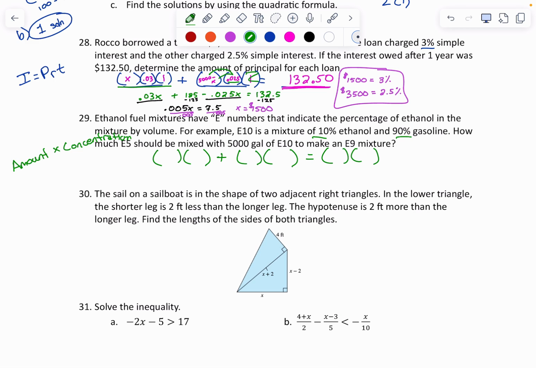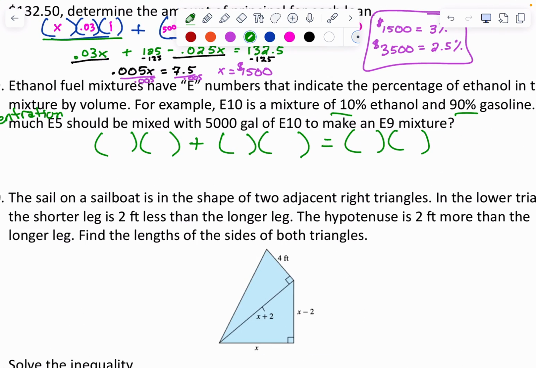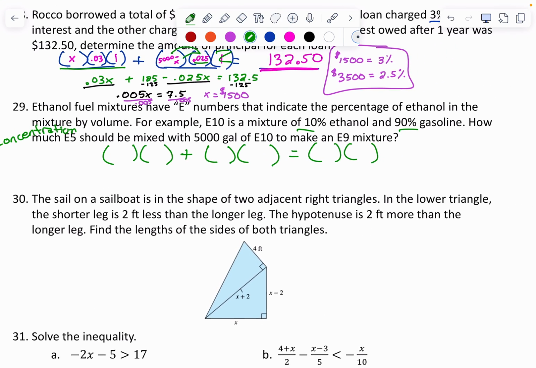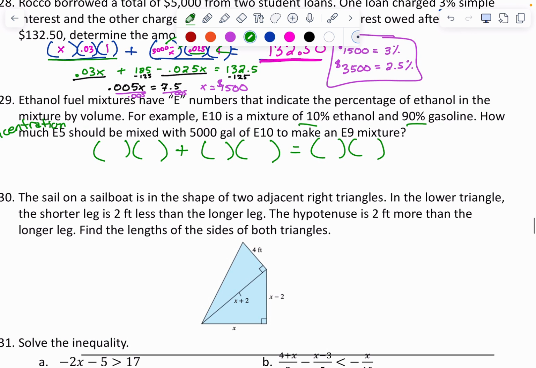Woo! Okay, so the E's have to do with the concentration, right? The two that I'm mixing together are E10 and E5. So I've got one that's 0.05 and one that is 0.10. Those are my concentrations, right? And I want to end up with a concentration of 0.09. I'm adding a 5% concentration to a 10% concentration to get a 9% concentration, okay?